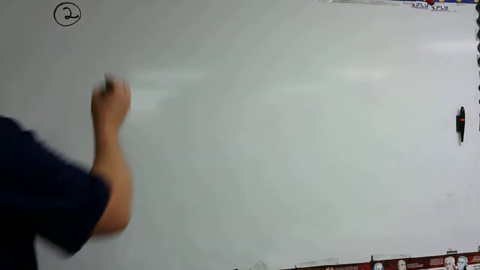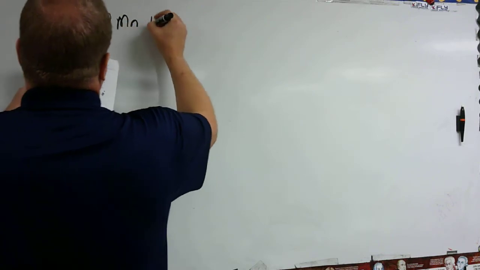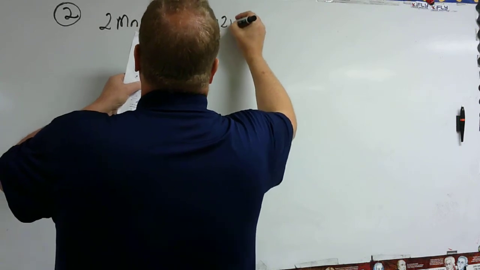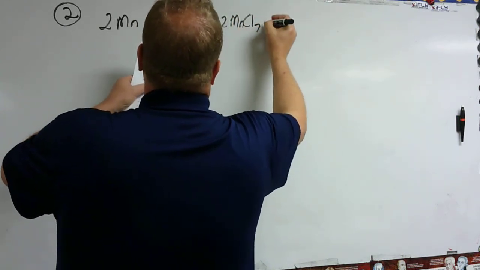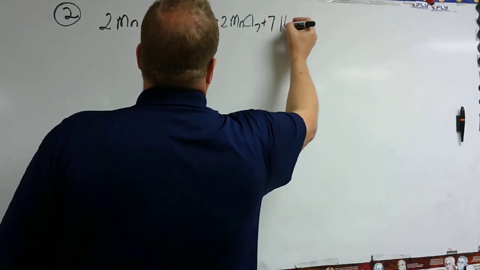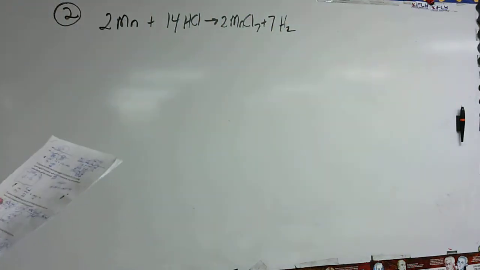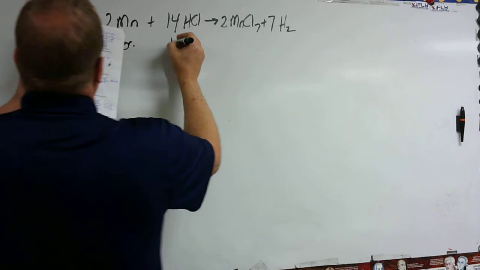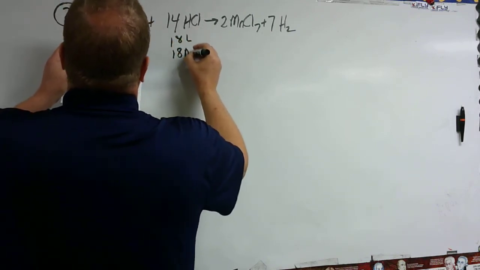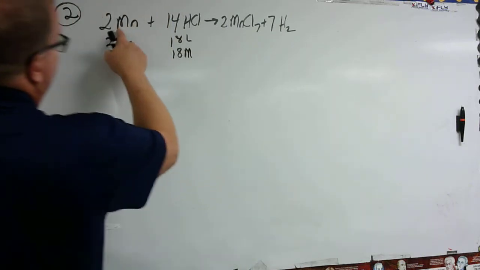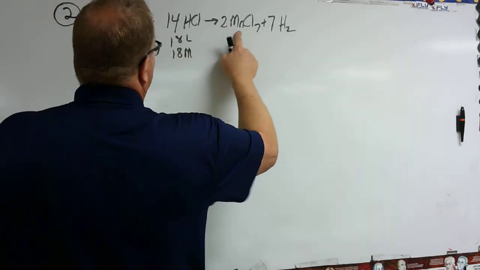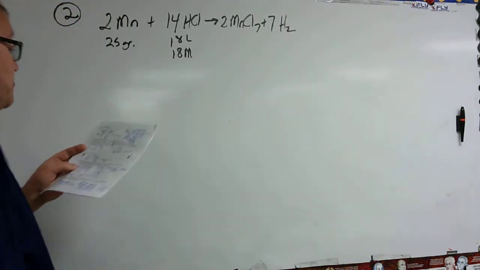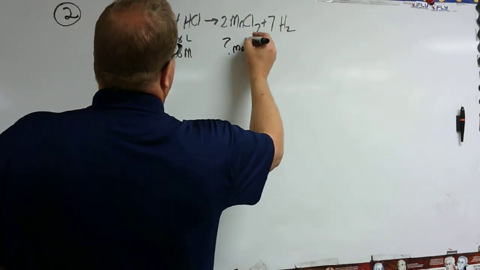And we've got all this written out. And I'll write in my factors. I've got 25 grams of Mn react with 18 liters of 18 molar hydrochloric acid, again manganese, hydrochloric acid, manganese 7 chloride, and hydrogen, so the only one left is hydrochloric acid, and how many moles of this are going to be produced.